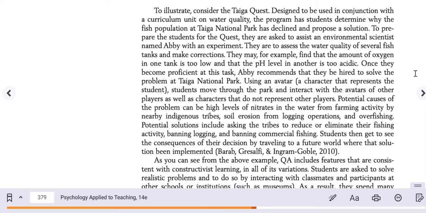Students then get to see the consequences of the decision by traveling to a future world where that solution has been implemented. As you can see from the above example, Quest Atlantis is put together by Environmental Wackos, and it includes features that are consistent with constructivist learning in all of its variations.